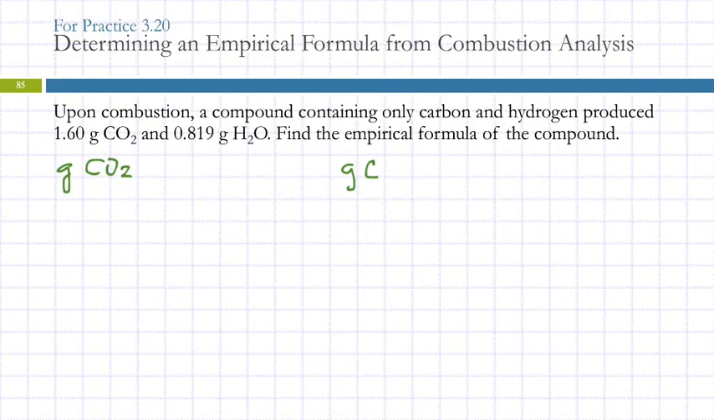We need moles, right? So using the molar mass of CO2, we can get moles of carbon dioxide. By looking at the formula, we know the mole ratio. There's 1 mole of carbon in every mole of CO2, so we can get moles of carbon. And then using the molar mass of carbon, we can get to the mass of carbon.